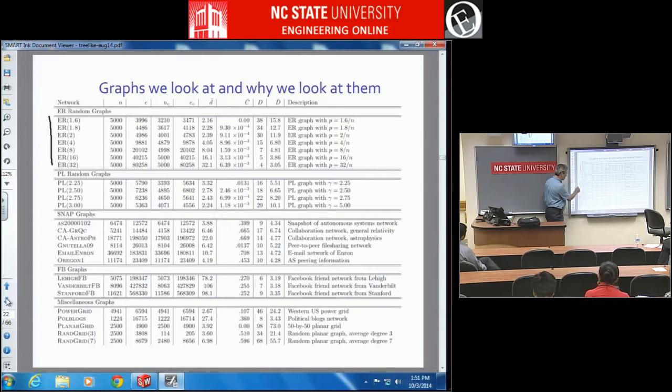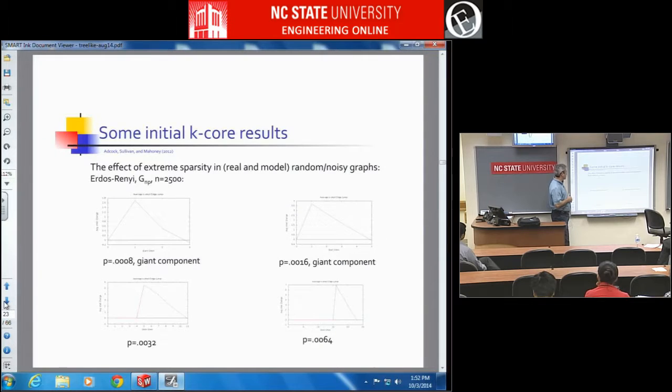The SNAP things I was talking about, that's these ones where the profile plot went up. Facebook graphs that are denser, and then a bunch of stuff like planar graphs, that's the road network of the U.S. So how are these things going to look?